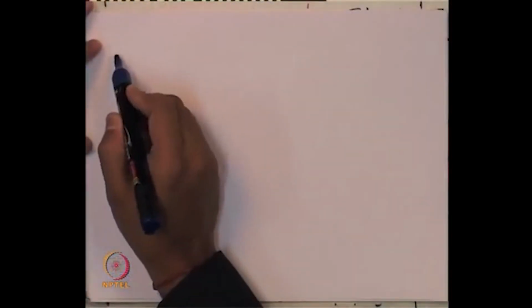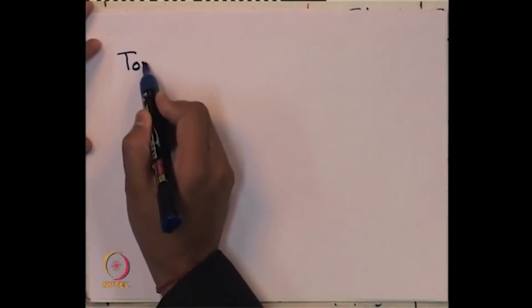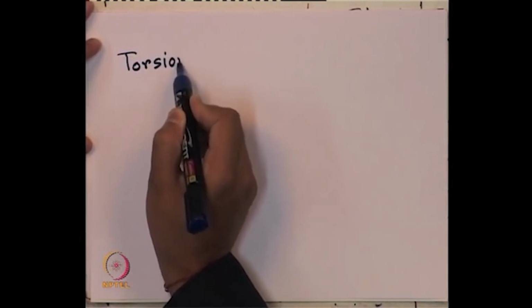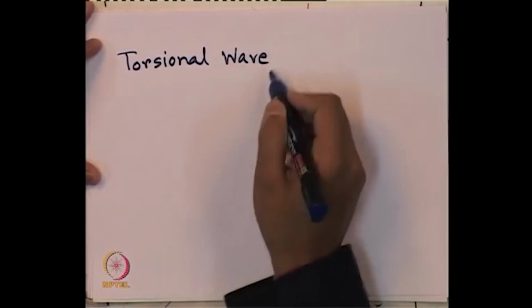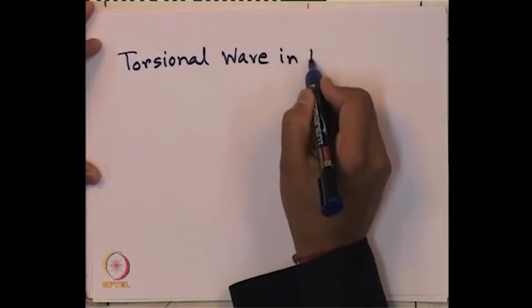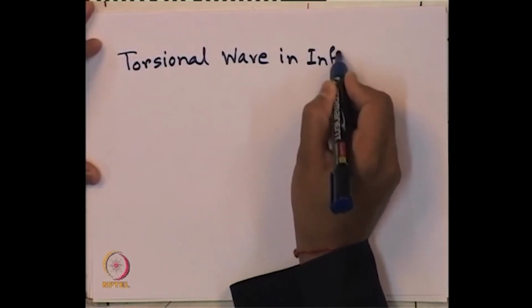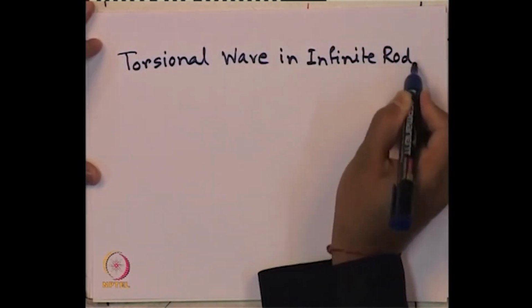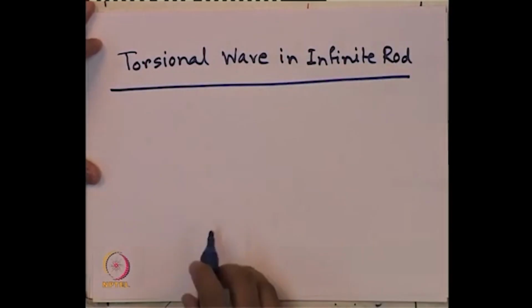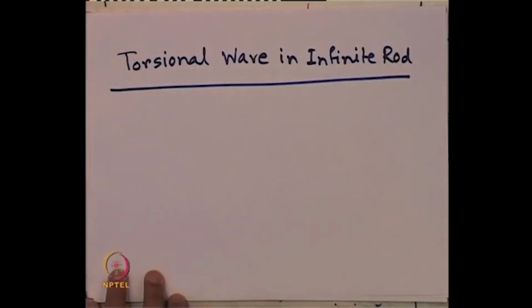So, now let me start deriving the torsional wave equation in an infinite rod. We had already seen the derivation for the longitudinal wave. Now, we are coming to the next type of wave, which is the torsional wave, as we have mentioned.